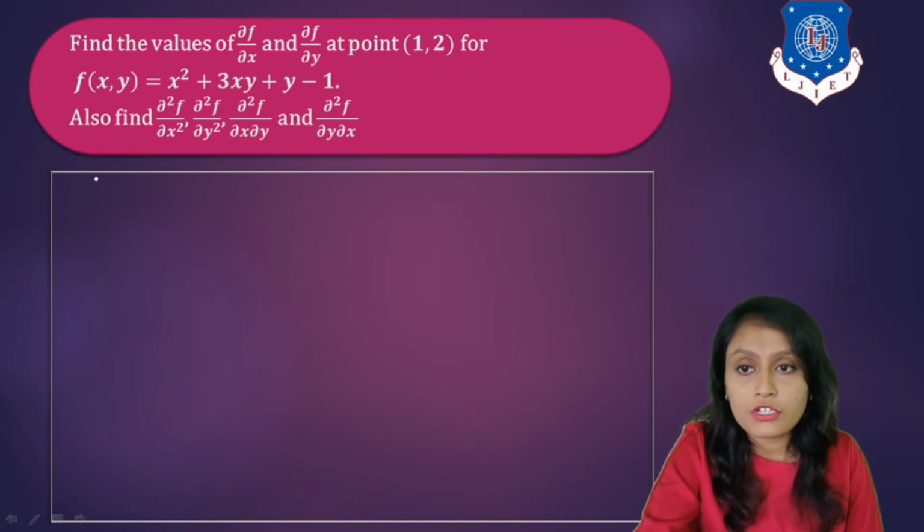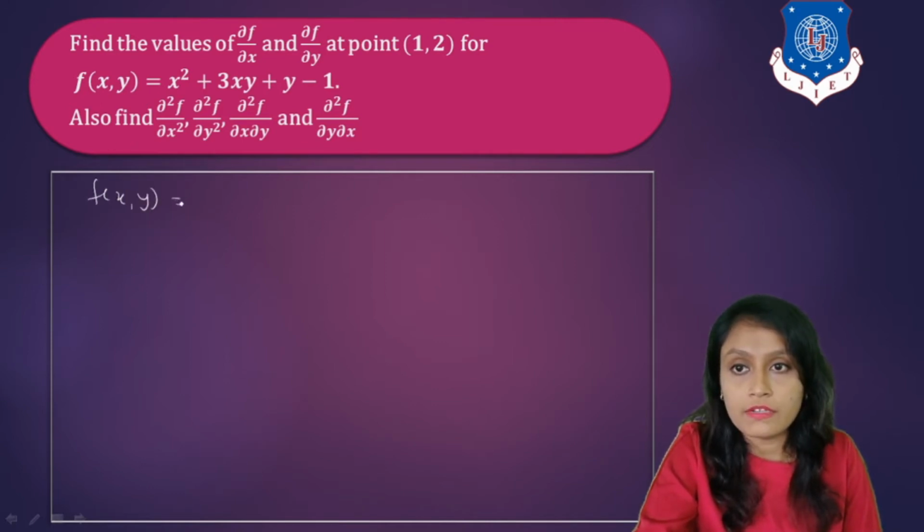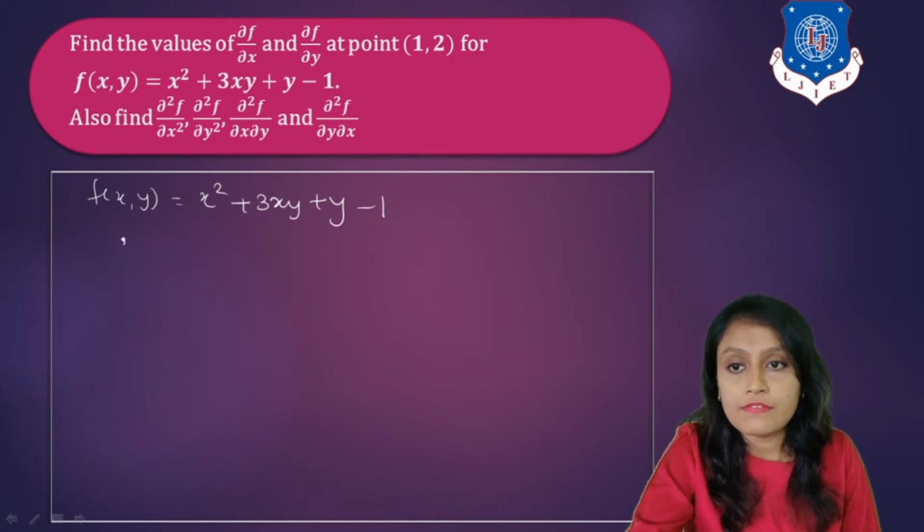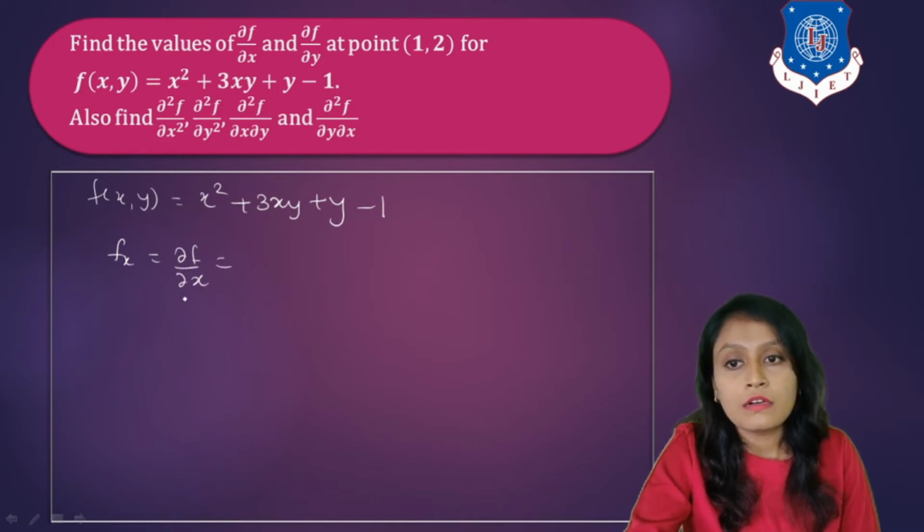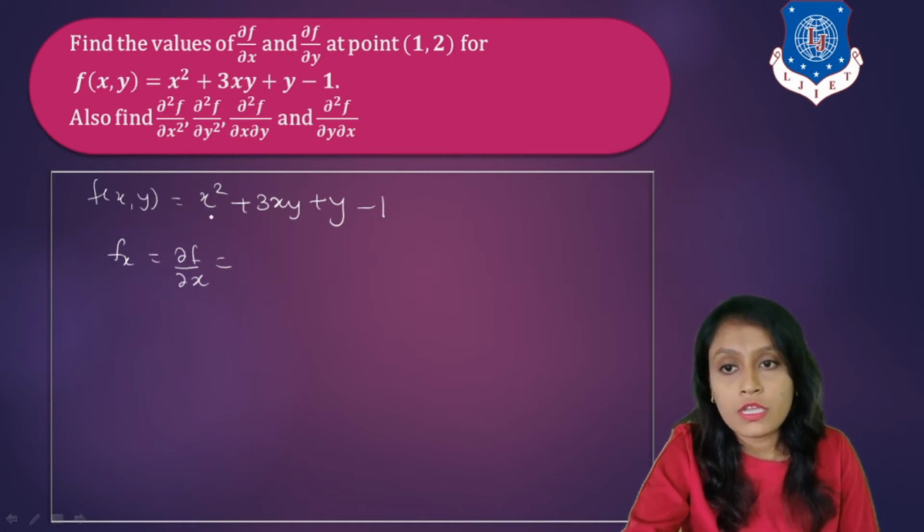So first write down the function. The function f(x, y) is given, that is x² + 3xy + y − 1. Firstly we will find f_x. f_x is ∂f/∂x. Whenever we take the derivative of function f with respect to x, y will remain constant. So the derivative of x² is 2x plus, now y is constant, so 3 and y constant, and the derivative of x is 1. So here you will get 3y. Again, the derivative of y is 0 since it is constant, and the derivative of −1 is also 0.